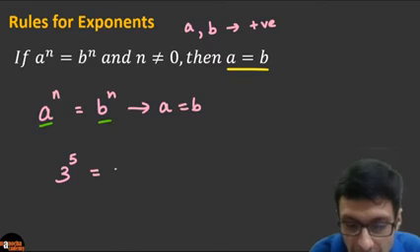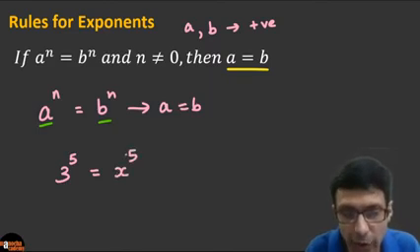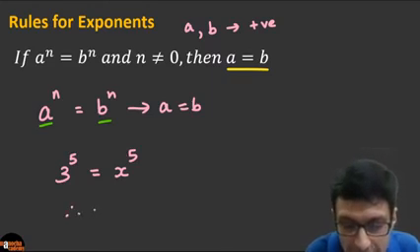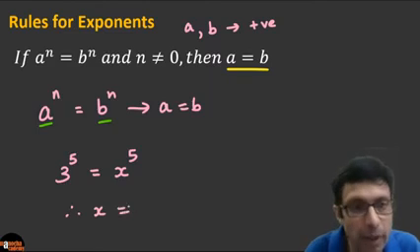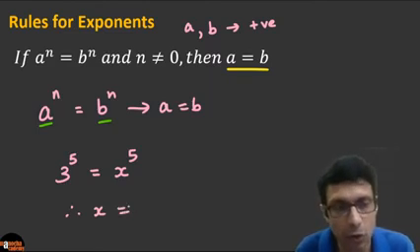x to the power 5. Okay, so guys, if I say this, 3 to the power 5 is equal to x to the power 5. Therefore, what is the value of x? Can you tell me here? Based on this rule, what should be the value of x? Come on, guys. So apply this rule.